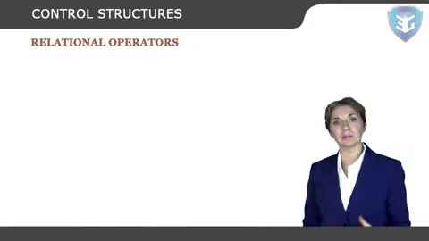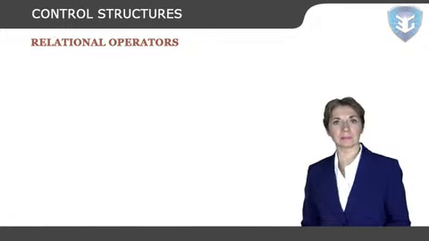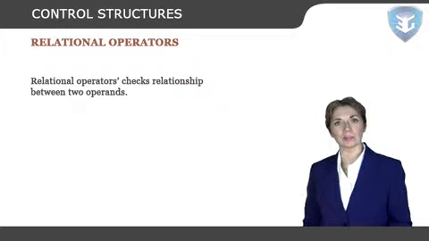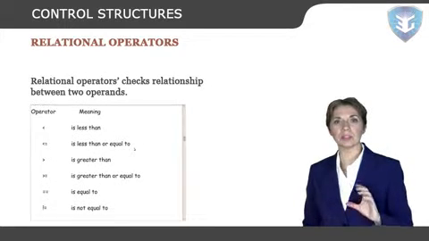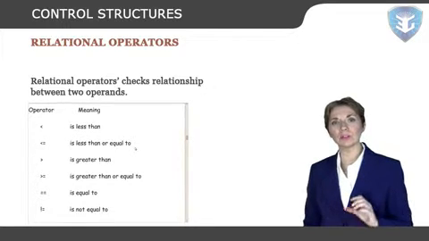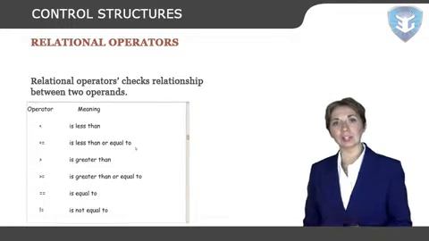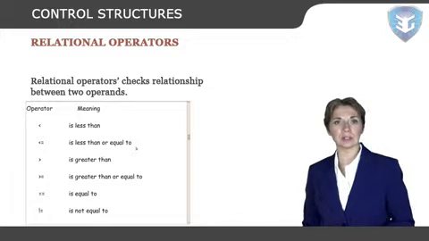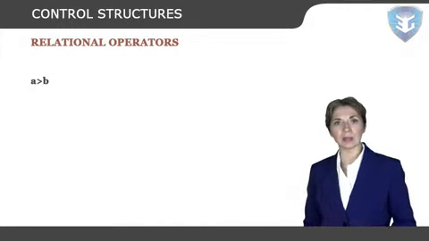Now let's talk about the relational operator. Relational operators check relationships between two operands. If the relation is true, it returns value 1, and if the relation is false, it returns value 0. For example, A is greater than B.